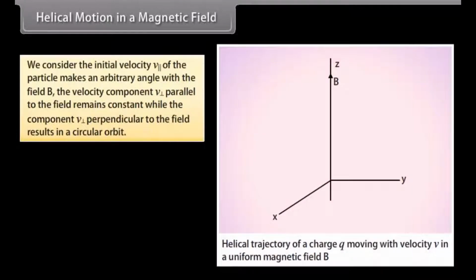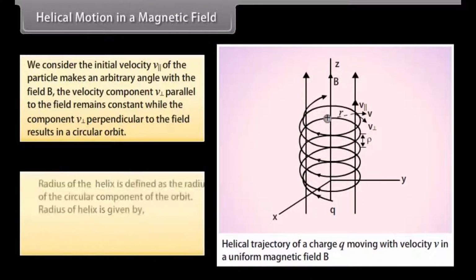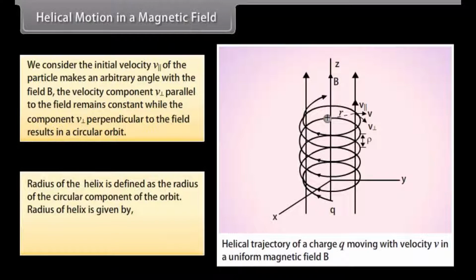Helical motion in a magnetic field. We consider the initial velocity v of the particle that makes an arbitrary angle with the field B. The velocity component parallel to the field remains constant, while the component perpendicular to the field results in a circular orbit. Radius of the helix is defined as the radius of the circular component of the orbit. Radius of helix is given by perpendicular component of velocity divided by frequency, which is equal to m times the perpendicular component of velocity divided by qB.